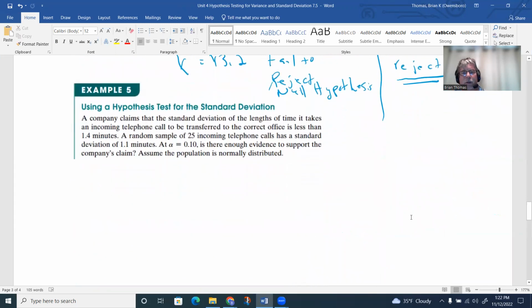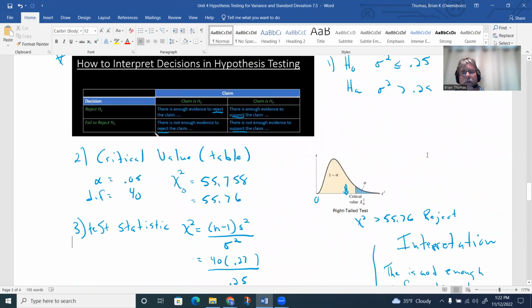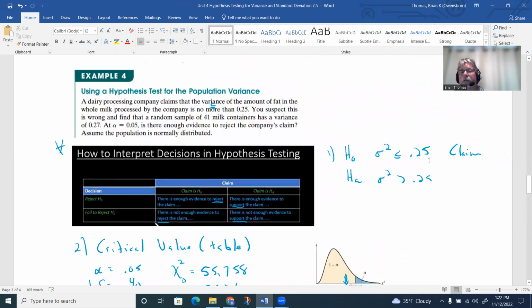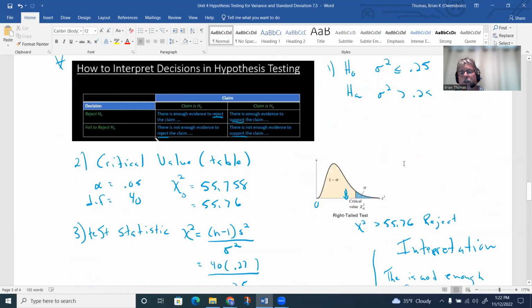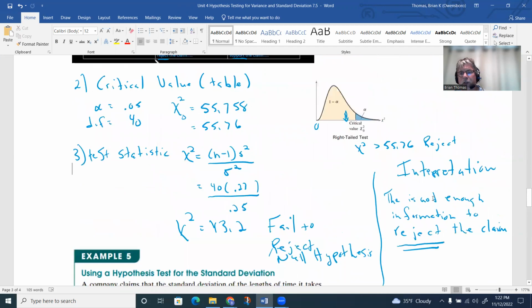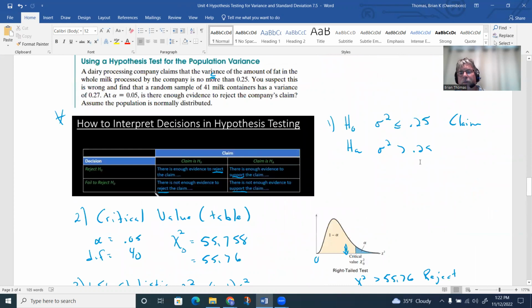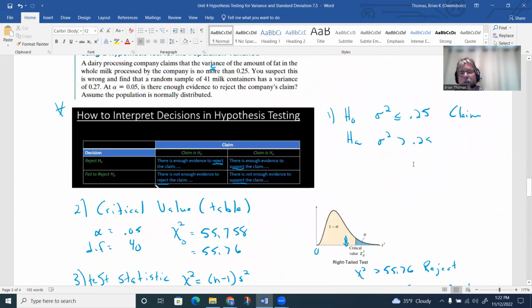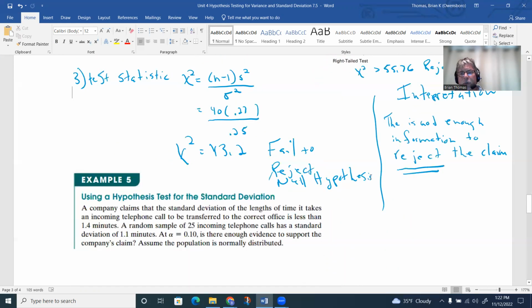So see if that helps a little bit. If your claim is, again, the null hypothesis, in your phrasing, you should have this word reject in it. If you have the alternative hypothesis as your claim, there should be the word support associated with your interpretation.